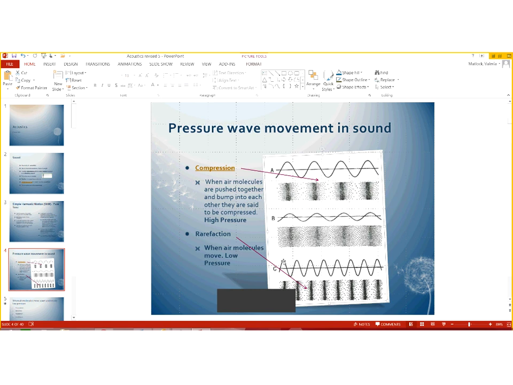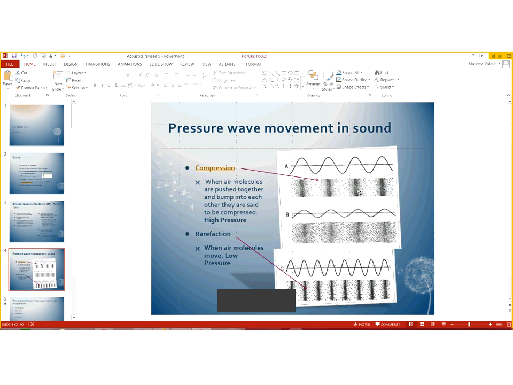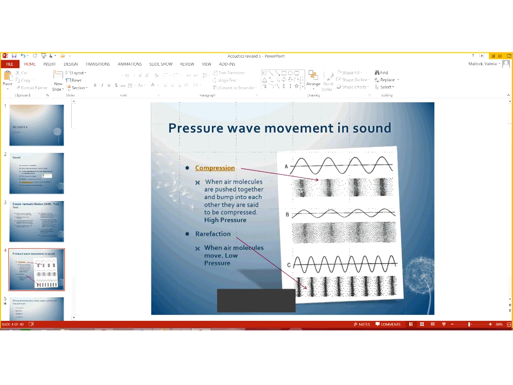You also see different numbers of cycles. A has, and we can count the periods of compression. 1, 2, 3. 1, 2, 3, 4 periods of compression. 1, 2, 3, 4, really 3.5 periods of rarefaction. So we have 1, 2, 3 complete cycles per second, or 3 hertz.